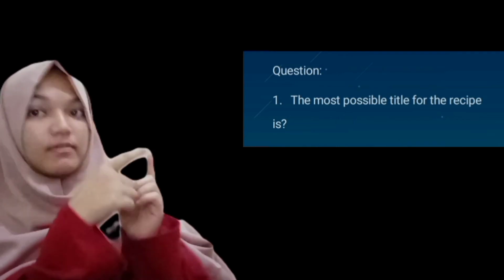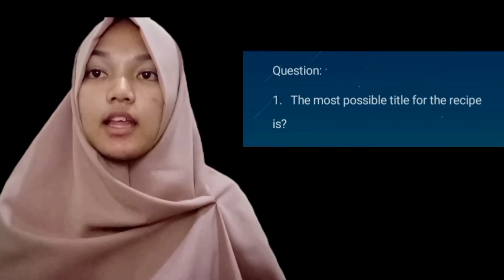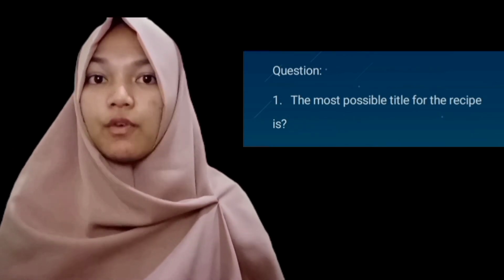Okay, we can see in there. The first question is, the most possible title for the recipe is... How to answer the first question, guys? Don't worry. The first step, we should read the text again. But you don't need to read all of the text, okay? Just the point. We can use the skimming skill here. You know the skimming skill?